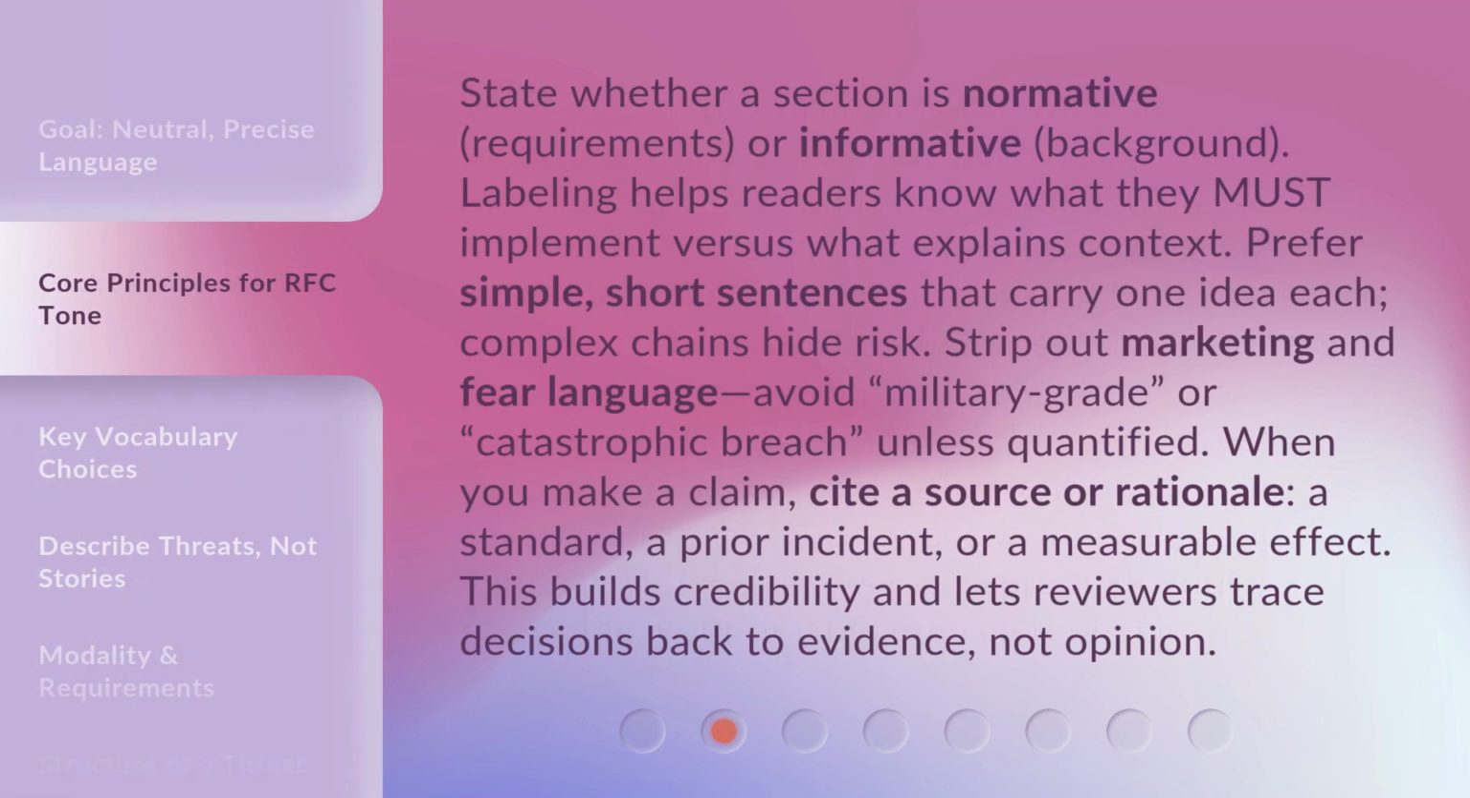State whether a section is normative, requirements, or informative, background. Labeling helps readers know what they must implement versus what explains context. Prefer simple, short sentences that carry one idea each. Complex chains hide risk. Strip out marketing and fear language. Avoid military-grade or catastrophic breach unless quantified. When you make a claim, cite a source or rationale, a standard, a prior incident, or a measurable effect. This builds credibility and lets reviewers trace decisions back to evidence, not opinion.